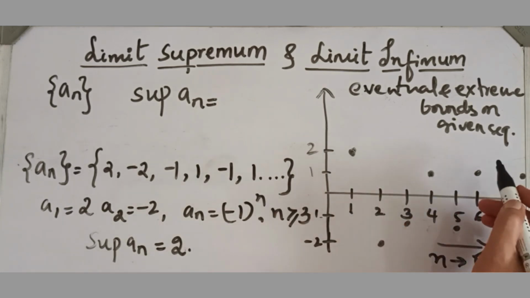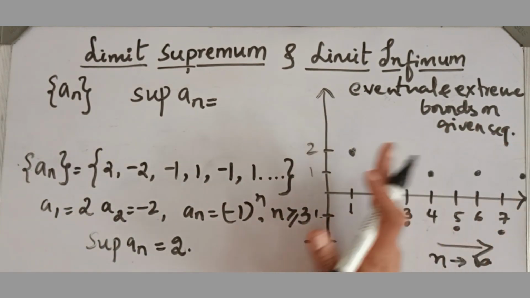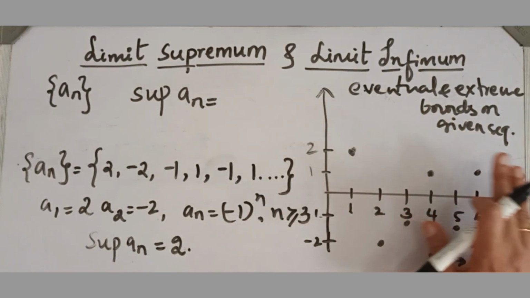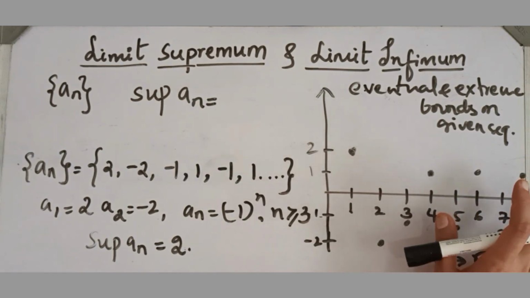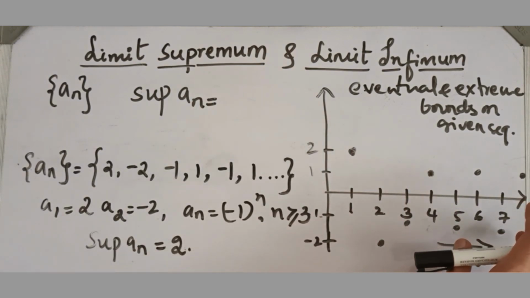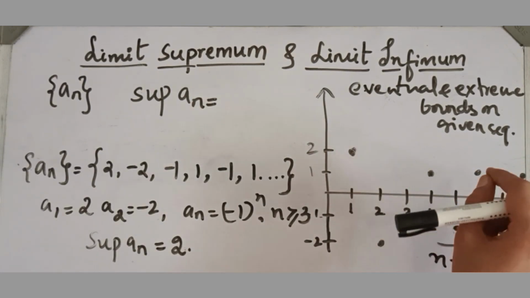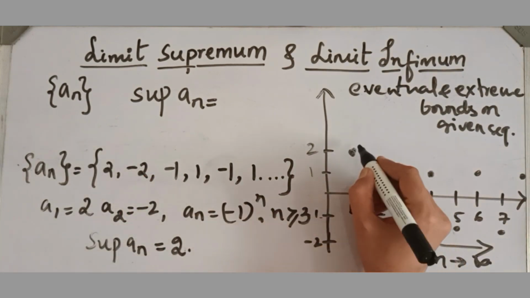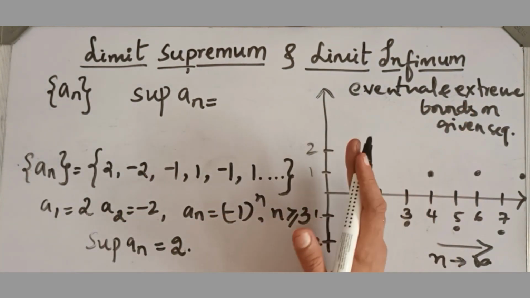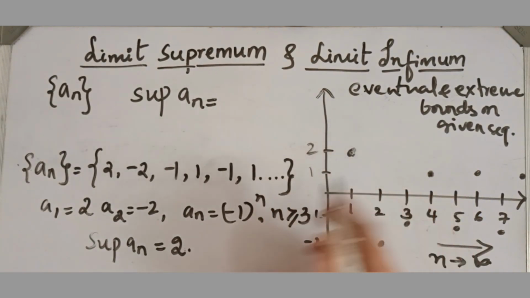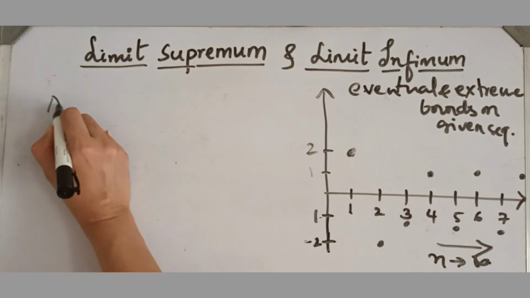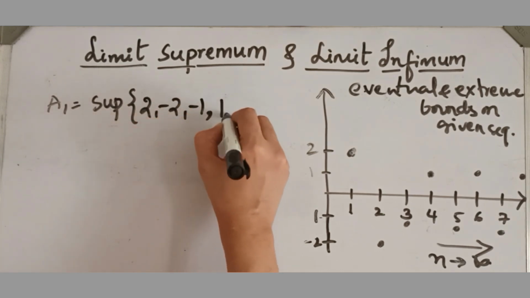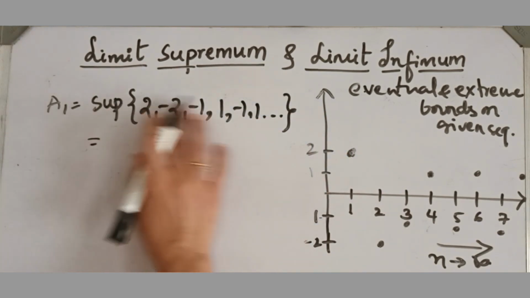Therefore, in the case of limit supremum, we have to ignore the finitely many terms which lie at the head of the sequence, and concentrate on the terms which are towards the tail of the sequence. So, as n tends to infinity, the supremum of the given sequence is called the limit supremum. In this case, to find the limit supremum, you have to ignore the first terms in the beginning. So, first, form a1 equal to the supremum of the terms 2, minus 2, minus 1, 1, minus 1, 1 and so on, which is the largest value among these, that is 2.